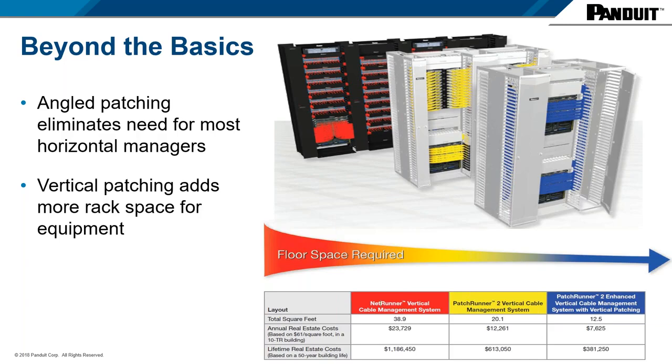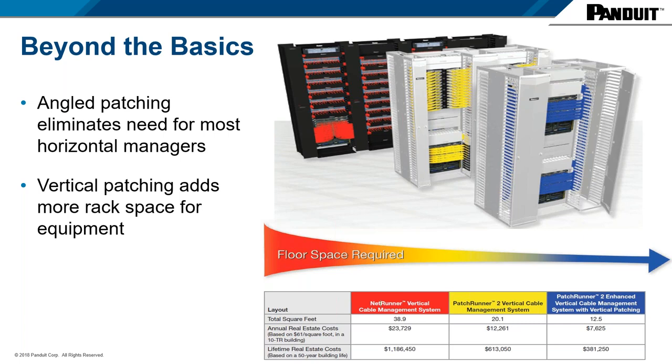Now, if you upgrade to the higher density verticals and you change all of your patching to angle patch, and you're able to dress your patching directly into the vertical channel rather than using horizontal managers, you can then reduce the overall footprint to about 20 square feet, and you can see the associated real estate costs of those drops pretty significantly, cuts it in about half.